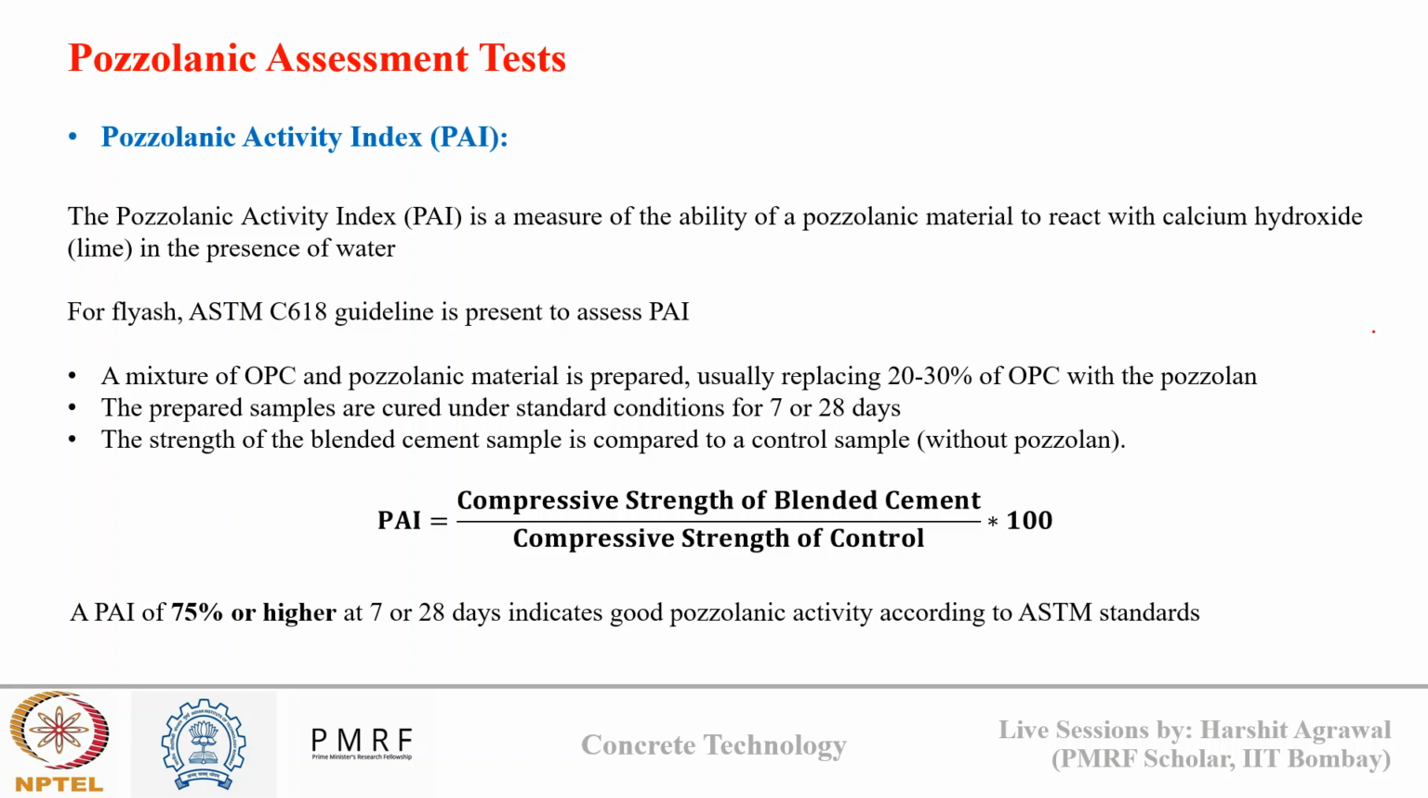First is the pozzolanic activity index. So what is this? The pozzolanic activity index is the measure of the ability of a pozzolanic material to react with calcium hydroxide in the presence of water. For fly ash, to find the pozzolanic activity index, we use the ASTM C618 guideline. This guideline tells that initially you need to take a mixture of OPC.